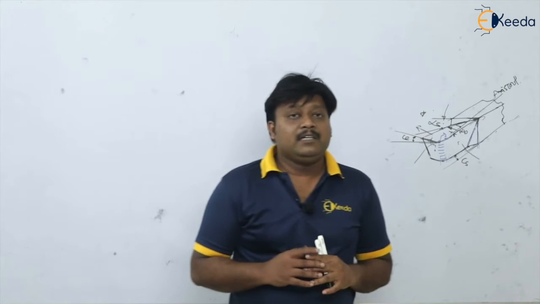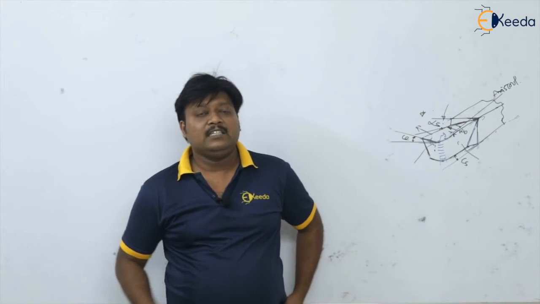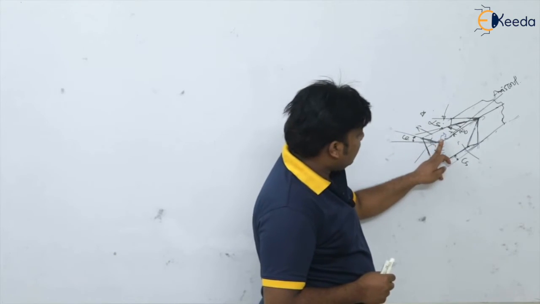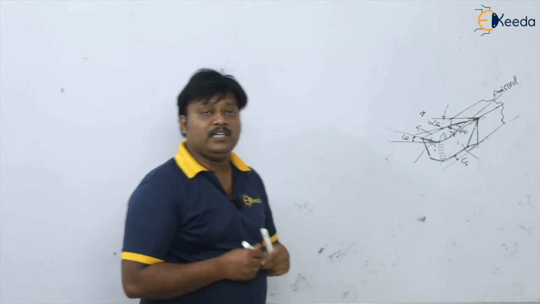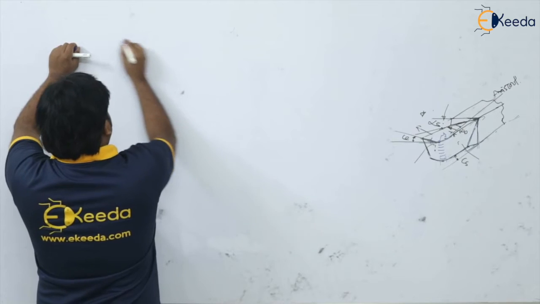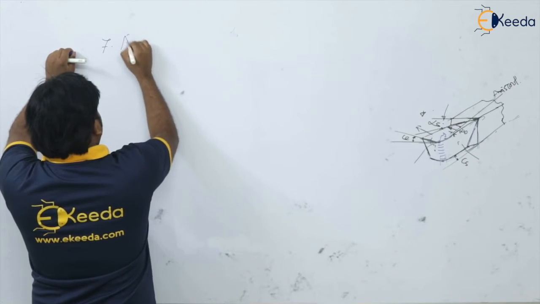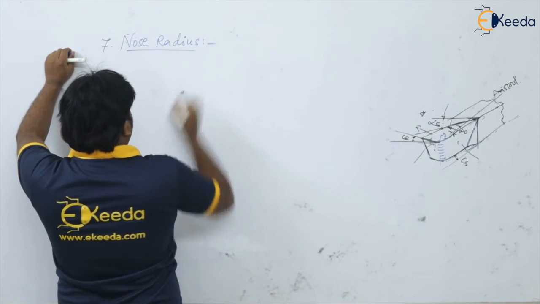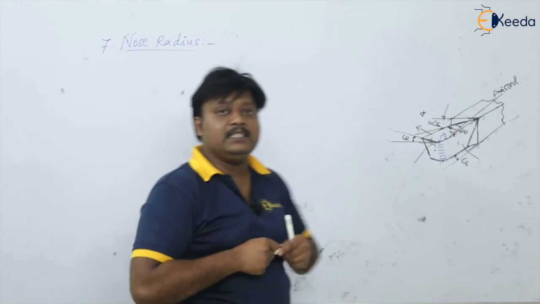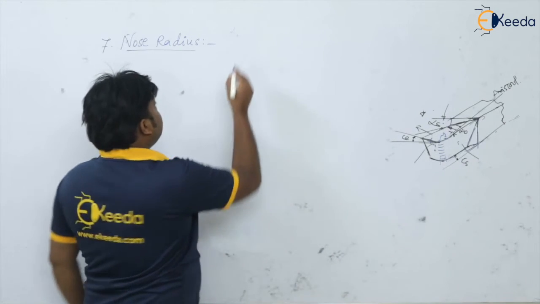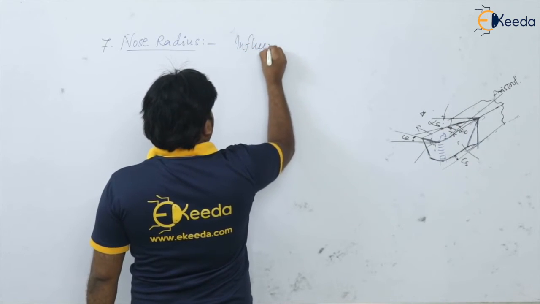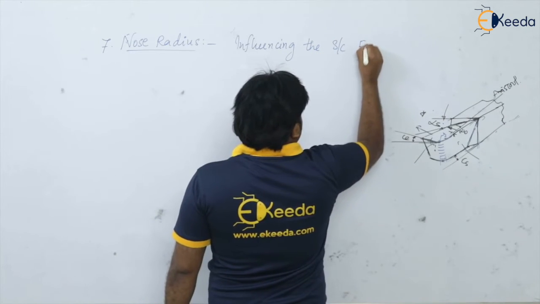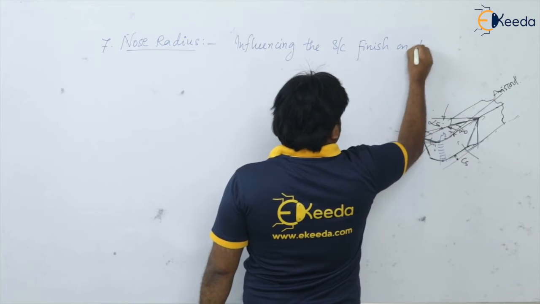Okay. Now the last parameter in the tool designation or tool signature we are going to see is the nose radius. So see here, this R is our nose radius, and what is the effect of this nose radius on the machining? So the last parameter, that is the 7th parameter, is the nose radius. Of course this nose radius is influencing the surface finish on the workpiece.